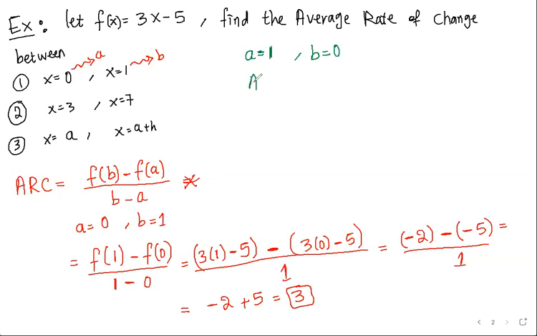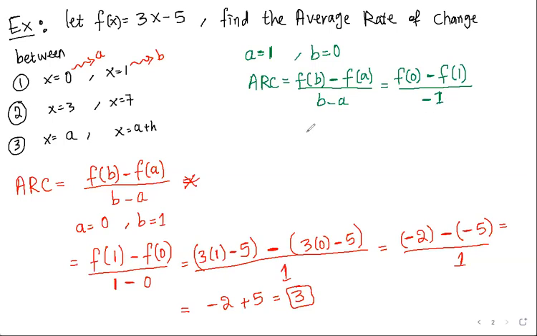So the same thing: average rate of change equals f of B minus f of A over B minus A. So f of B is f of 0. F of A is f of 1, over 0 minus 1, which is minus 1. Now, f of 0, I plug it here, they give me minus 5. F of 0 is minus 5. Plug the 0 inside the function.